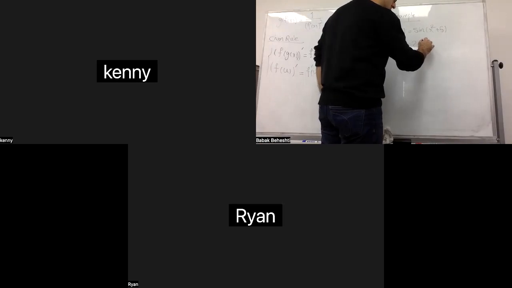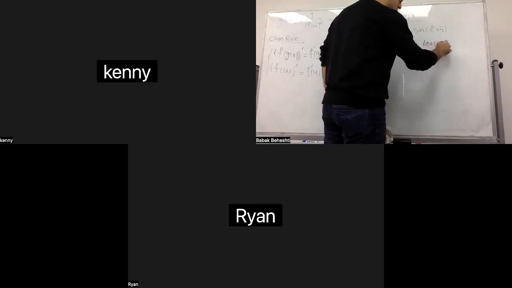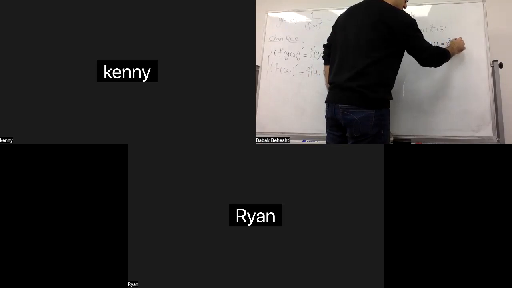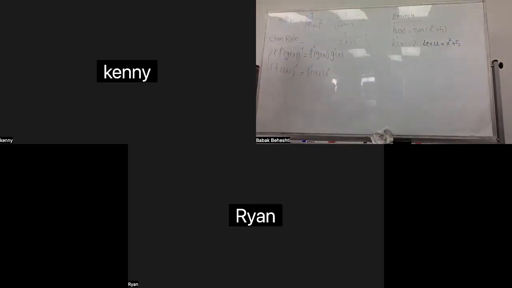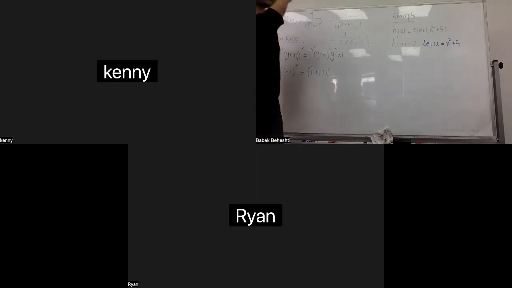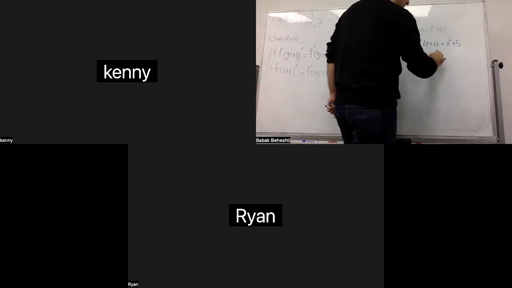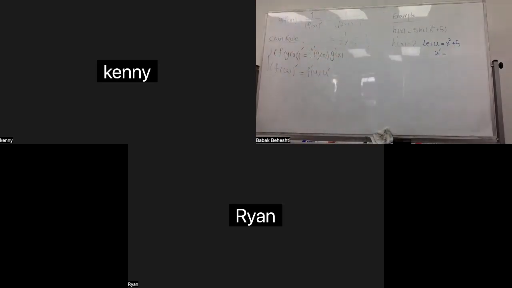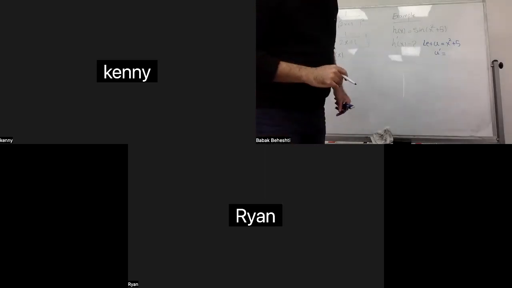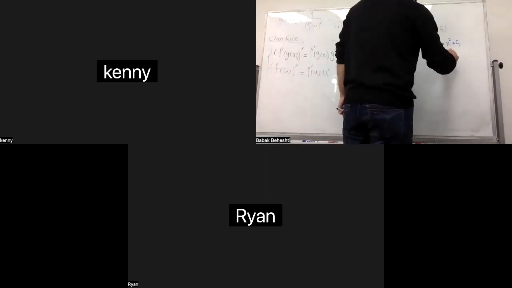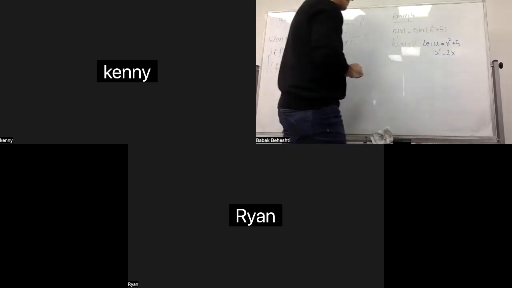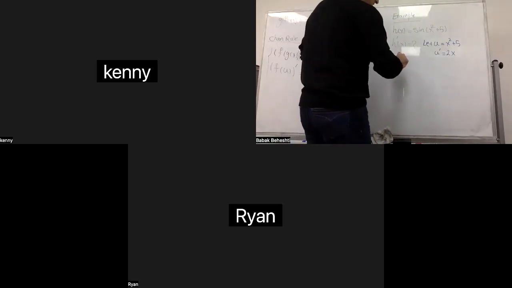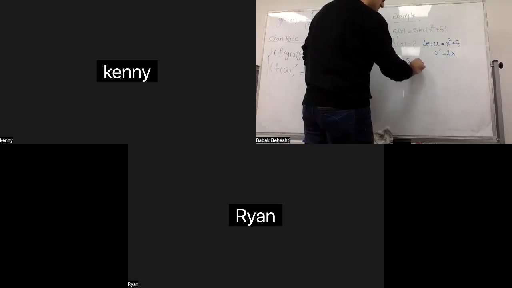If you are a beginner, it's better to just write everything down. So let u equal x squared plus 5, because here we also need u prime. If u is equal to x squared plus 5, what is u prime? The derivative of x squared plus 5 is 2x. So then h is equal to sine of u.